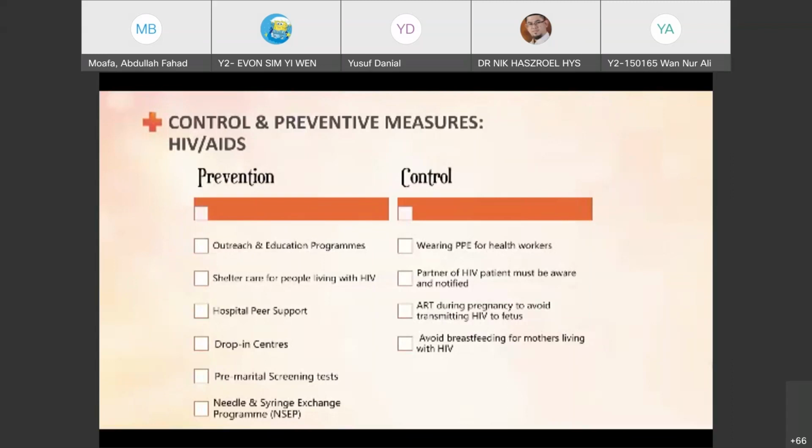The next one, I think the last one, is to avoid breastfeeding for HIV positive mothers. It is recommended that mothers living with HIV not breastfeed to prevent HIV transmission to their infants because the HIV virus could spread through the body fluids, including breast milk.